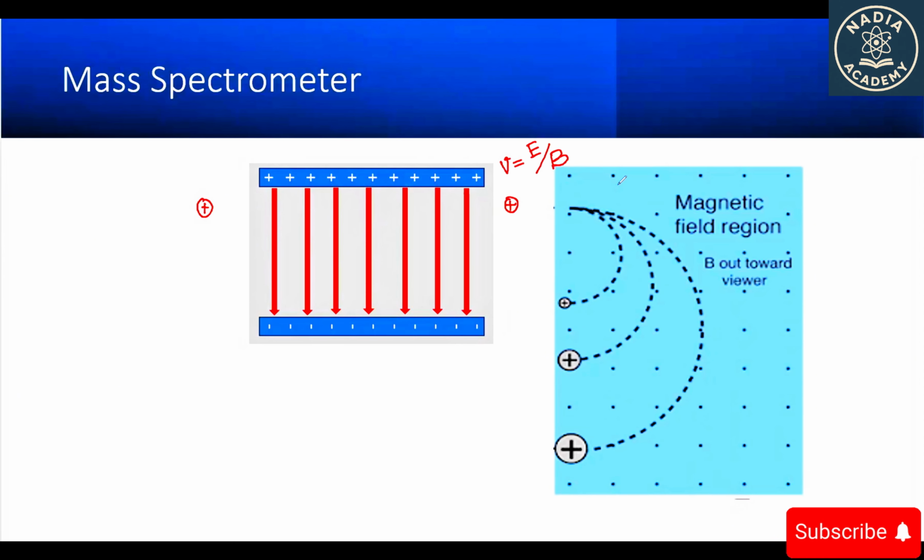Now, the second part of the mass spectrometer is a region where again we have a constant magnetic field. This time our magnetic field is out of the plane, but in the velocity selector, you remember that the magnetic flux density was into the plane. Here it is out of the plane. The velocity vector is straight along this line. Then using the left hand rule, you can find that the magnetic force will be downwards within this region on this charged particle.